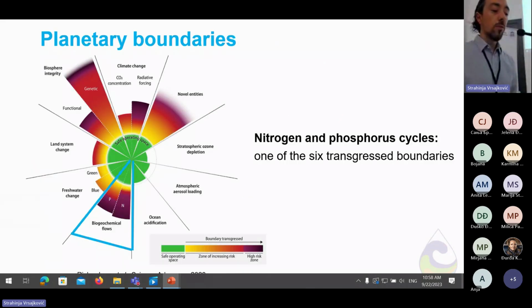Also, this is one of the planetary boundaries. You may have heard of this. It was published a few years ago, and the last version of this scheme was published a few days ago. I cannot see the reference, but it's like 1 week ago, I think. And nitrogen and phosphorus cycles are one of the 6 boundaries that have been transgressed. So it's a big problem because these natural cycles have been totally interrupted, and it has become a linear thing and not a cycle anymore.